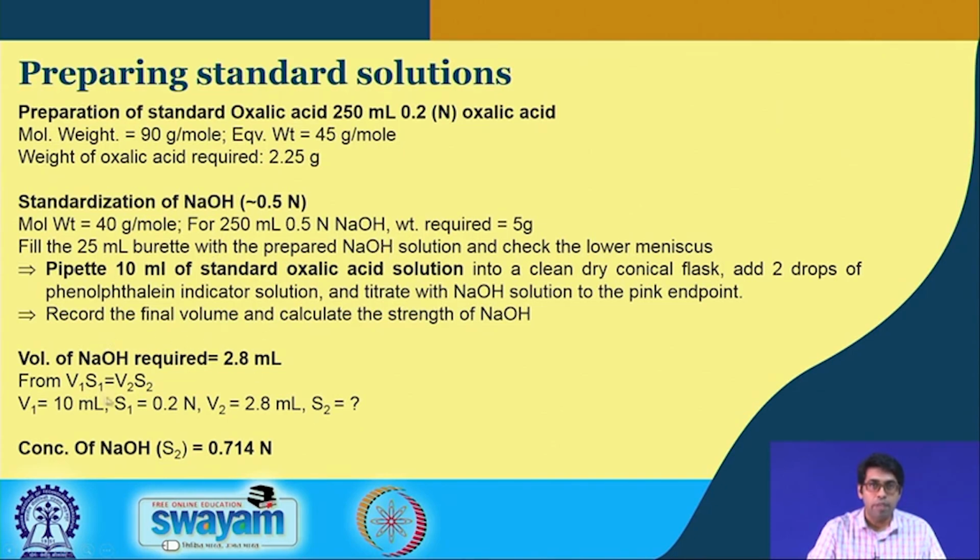So, this is the final result. The volume of sodium hydroxide that was required was 2.8 ml. 10 ml of oxalic acid was used, and the strength of oxalic acid was 0.2 normal. Using volume multiplied by strength of one species equals volume multiplied by strength of the other species, we can figure out the strength of sodium hydroxide. So, V1 is 10 ml, S1 is 0.2, V2 is 2.8. We can solve for S2, and it turned out to be 0.714 normal.